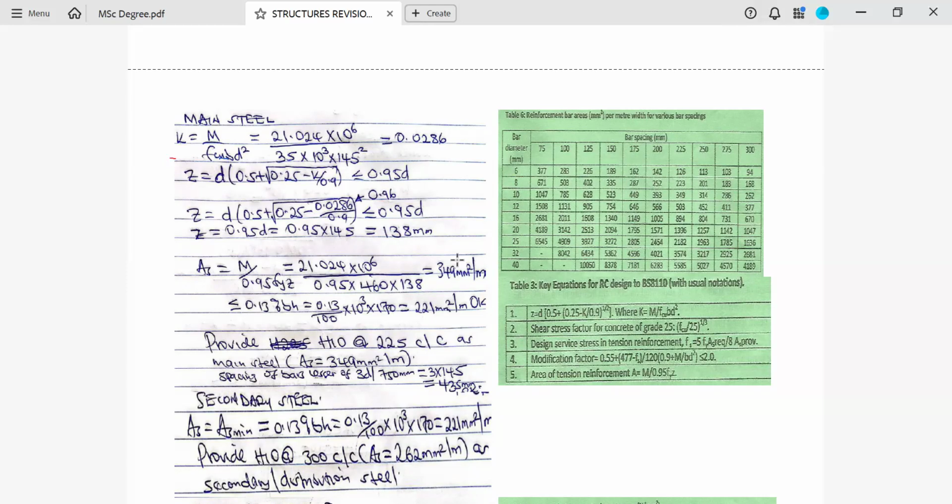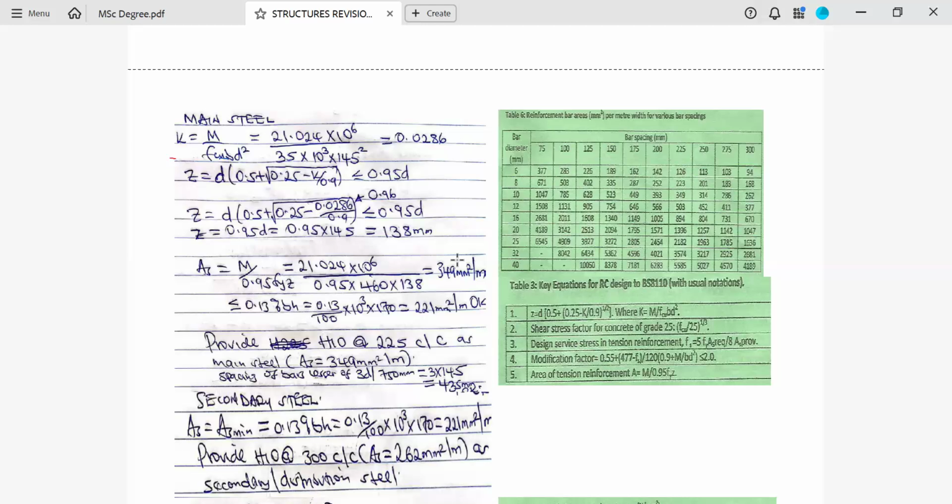See, when you are dealing with slab, you cannot use the previous table of reinforcement. You have to use a table indicating reinforcement bar area per meter width for various bar spacing. So for this table, they'll be showing you the bar diameter and the spacing. So that is for a slab. Now our area is 349 millimeters square per meter.